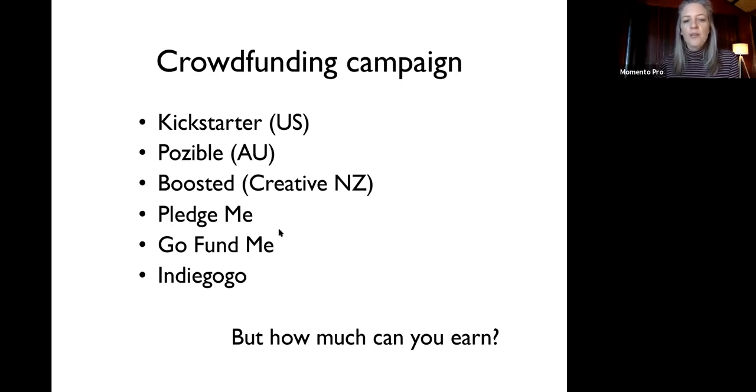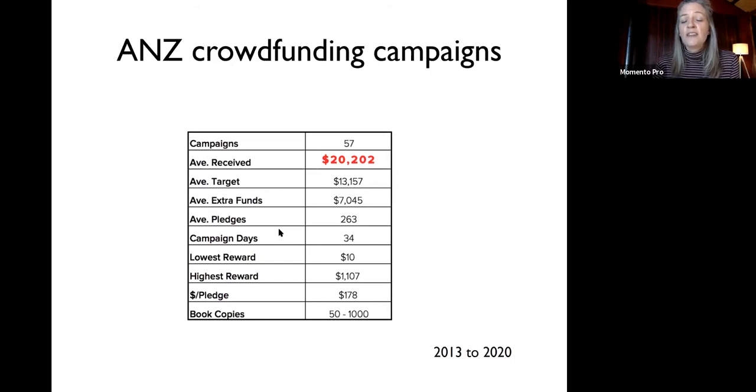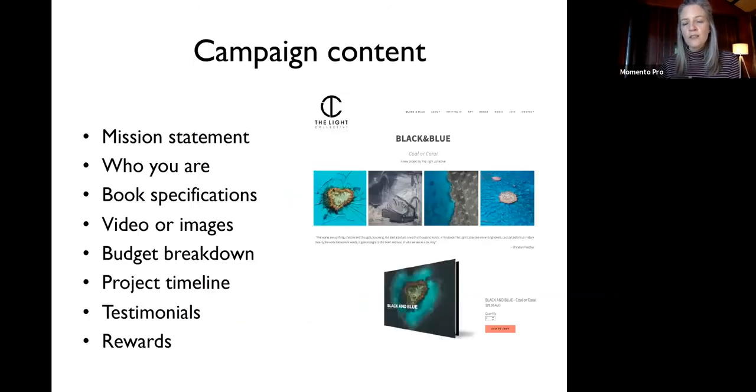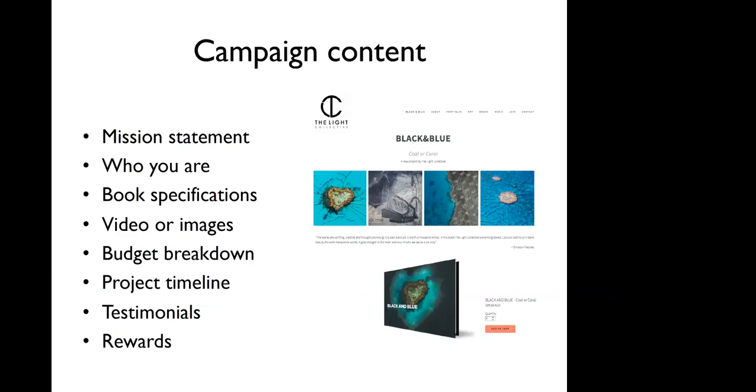Big question though, how much can you earn? I don't know about you, but I was stunned by this. So $20,000 on average is what I discovered from reviewing 50 to 57 campaigns from 2013 to 2020, all Australian and New Zealand photobook projects. And to me, that's an excellent amount of money, a good amount of money to publish a book and host an exhibition. And as you can see there, there's a few factors involved. I'm not going to go into great detail here because I have a few very detailed blog posts on these that you can go through at your leisure. But I do just want to confirm that it is very achievable if you do the right things.